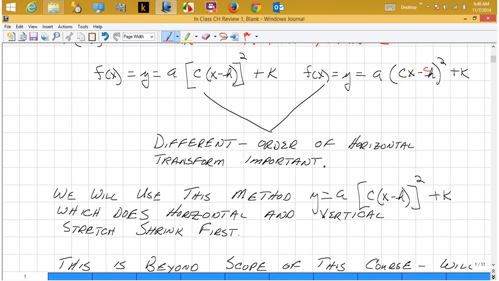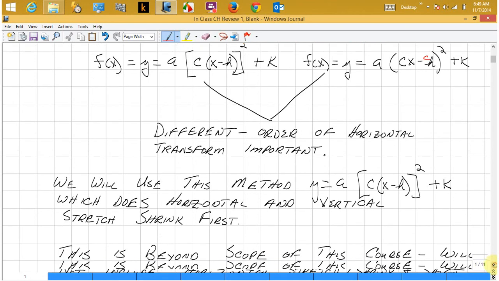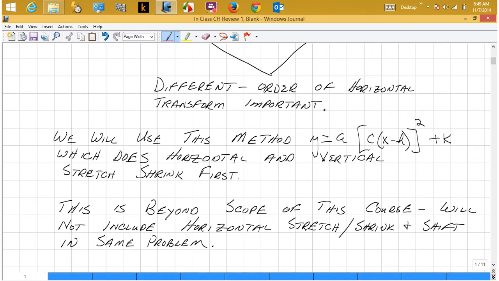So for what we're going to do, we're going to focus on the first type where the c is going to be outside of the shift, which means that we would do the shrink first or the stretch first and then do the shift. And because this is a little more complicated than I really think is necessary for Algebra 2, we are not going to do an x stretch or shrink at the same time that we do a shift. We'll wait for pre-calculus to do that. And so I kind of explained some of that in here, so you can stop the video if you want.